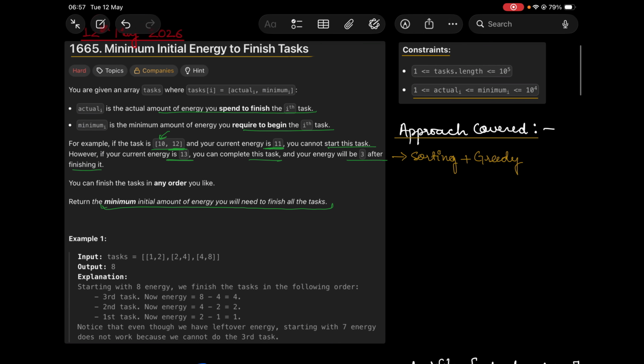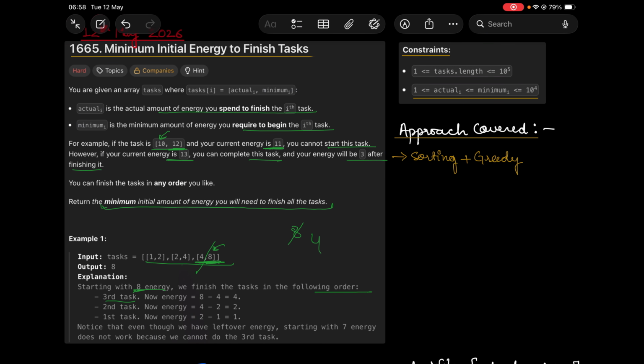So in this example, these are the three tasks given to us. Now if we start with, let's say, energy 8, and this is the following order of finishing these tasks. Let's say we start with the third task first. For starting the third task, the minimum required energy is 8 and we have started with 8 only, right? So we will be able to finish this task, but initially we started with 8. After finishing this task, the energy consumed by this task was 4, so remaining is 4 now.